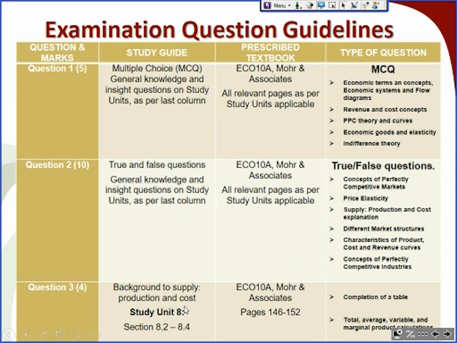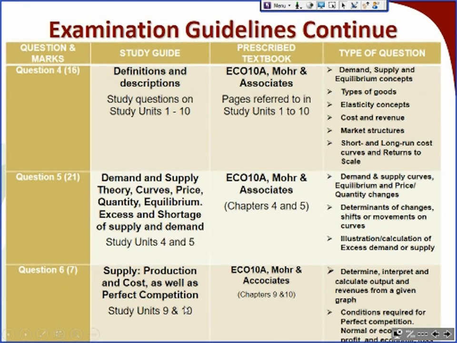Question 3 is 4 marks, which is completion of a table. And once again, there you'll see total, average, and marginal values. Those tables that I said, study those formulas. Here it is. And I've actually given it away. It's about the product table, marginal product. And the same with question 6, remember I said it's 16 marks, definitions. And those are the focus areas where that will come from.